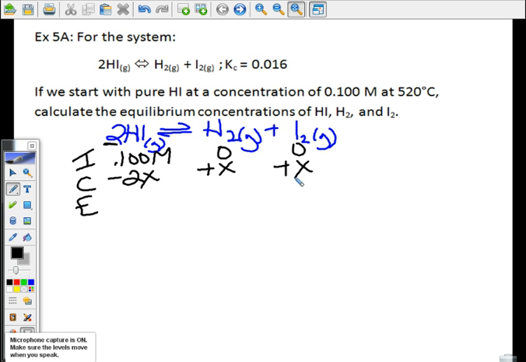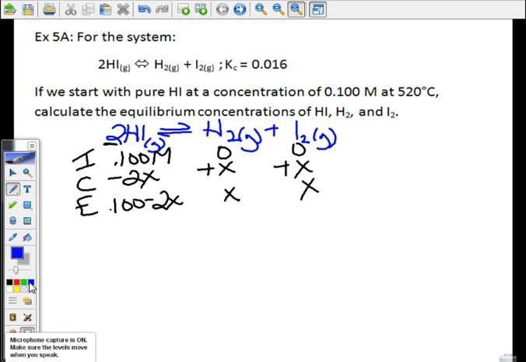Now, it does happen in this question that we have negative 2x and positive 2x. That doesn't have to happen. The x's don't have to balance out because moles are not conserved in reactions, but it just works out that way this time. And then for the E line, you're just going to combine those two lines. So the E line becomes 0.1 minus 2x, x, and x. That's what's going to go into your equilibrium expression.